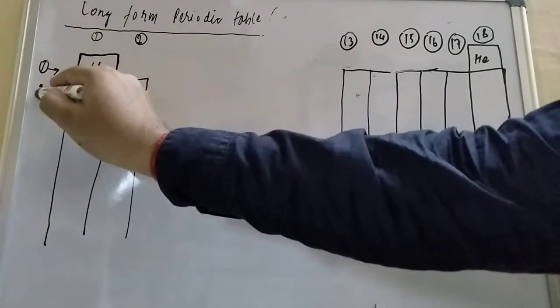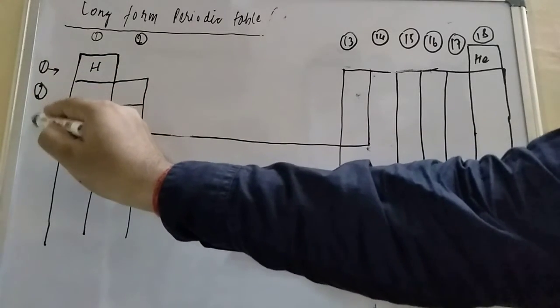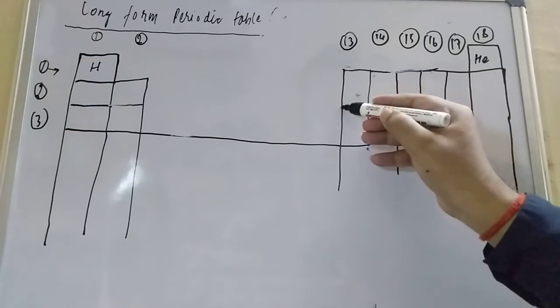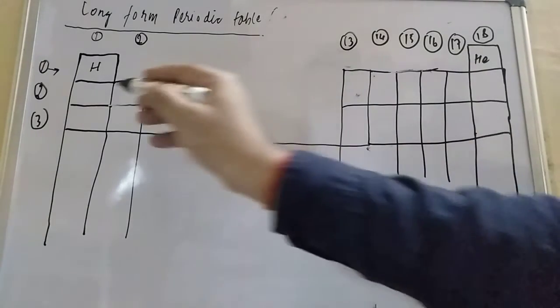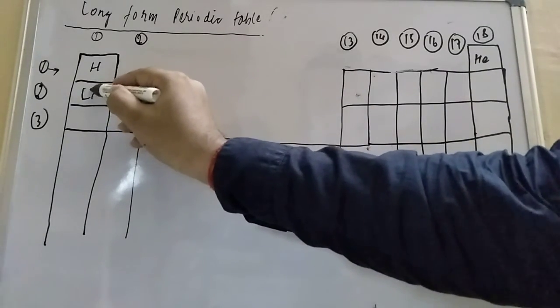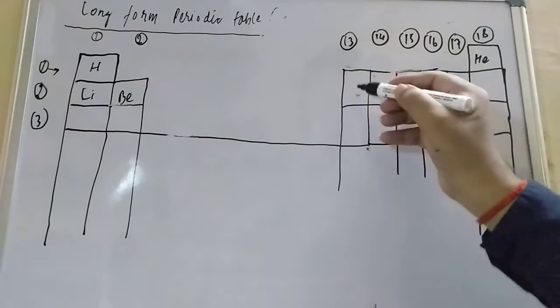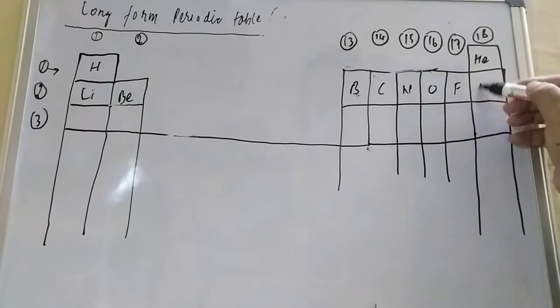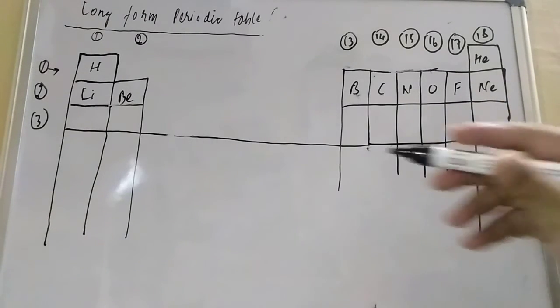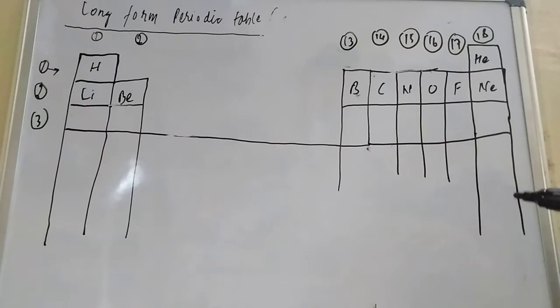Now the second and third period, students, I told you how many elements there are. There are 8 elements each. So what will come? Here is lithium, this is beryllium, and then boron, carbon, nitrogen, oxygen, fluorine and neon. And we are putting these in the increasing order of their atomic number.